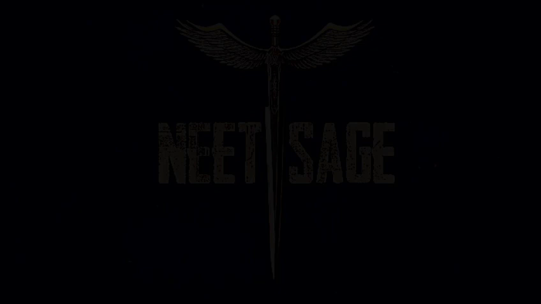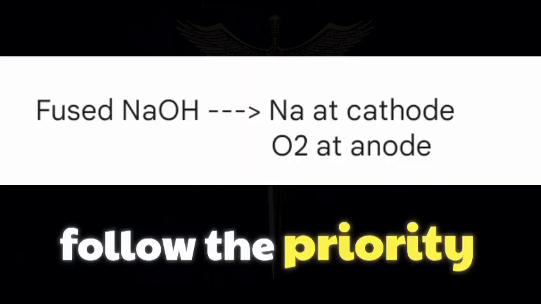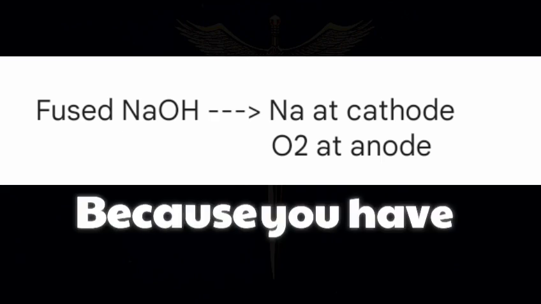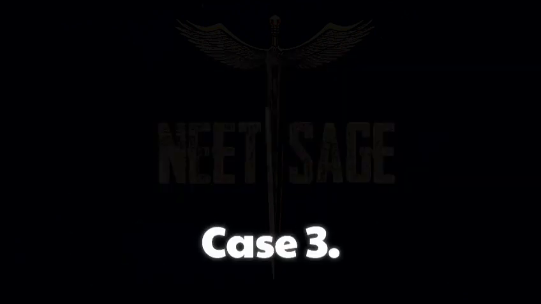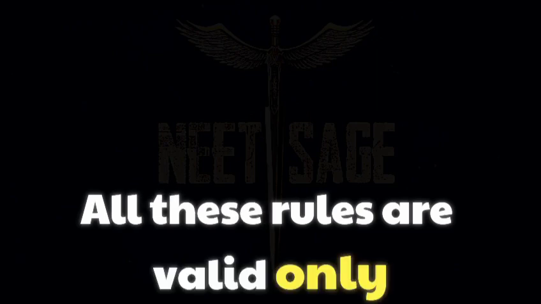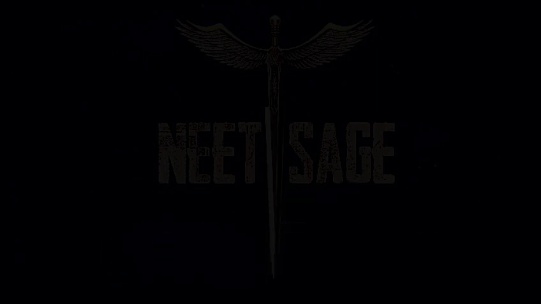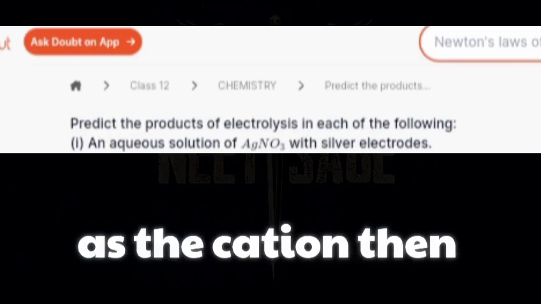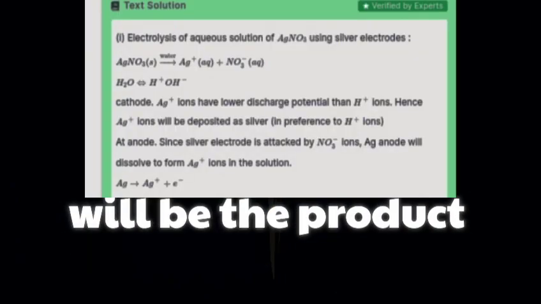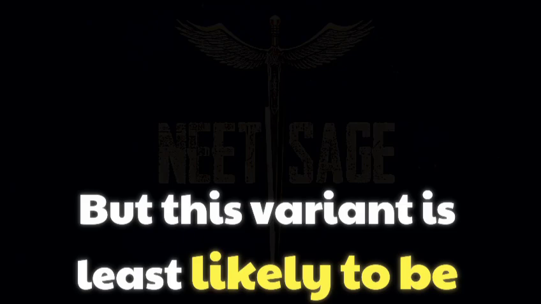Case 2. If the electrolyte is fused or molten, then it is simple, no need to follow the priority order, because you have only one type of cation and anion. Case 3. All these rules are valid only when the electrodes are inert, like platinum or graphite. If the electrode is not inert and it is the same element as the cation, then the same cation will be the product at the cathode and no need to follow the priority order for cation. But this variant is least likely to be asked.